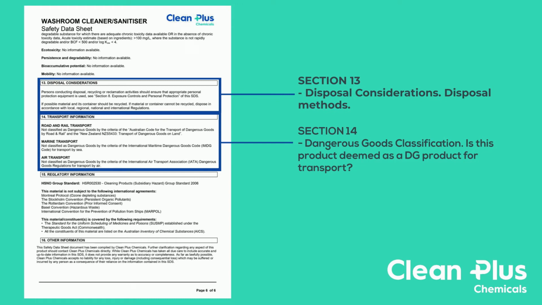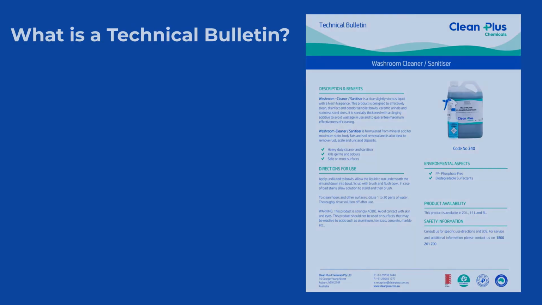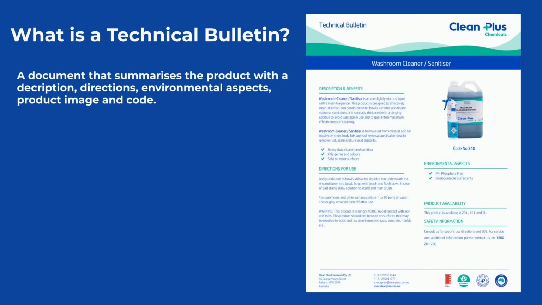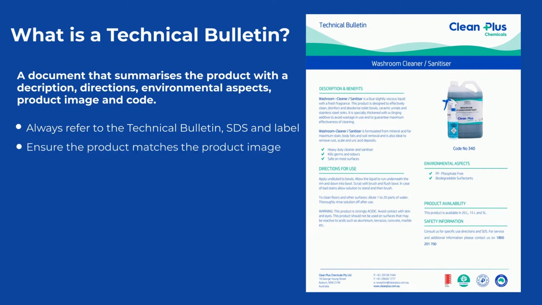What is a technical bulletin? It is a document that summarizes the product with a description, directions, environmental aspects, product image and code. Always refer to the technical bulletin, SDS and label. Ensure the product matches the product image.